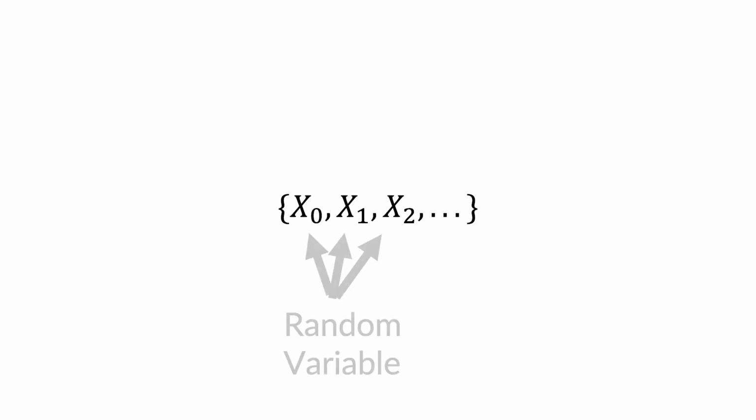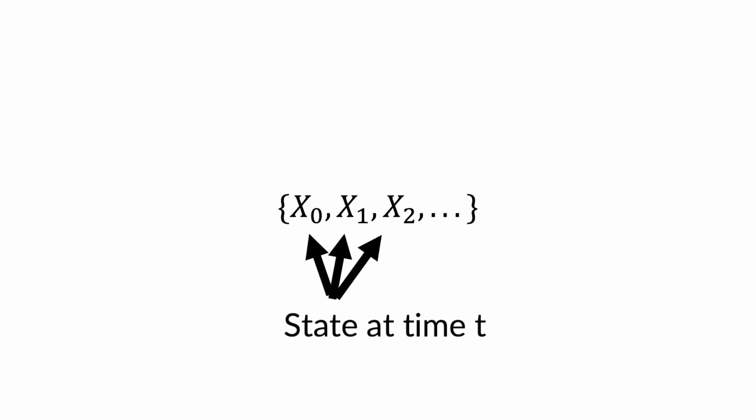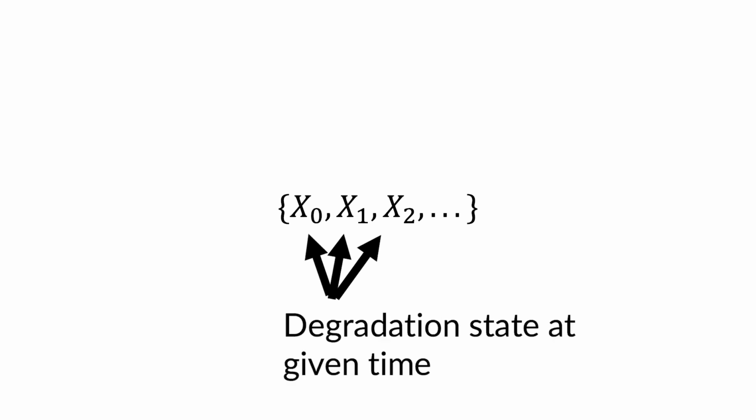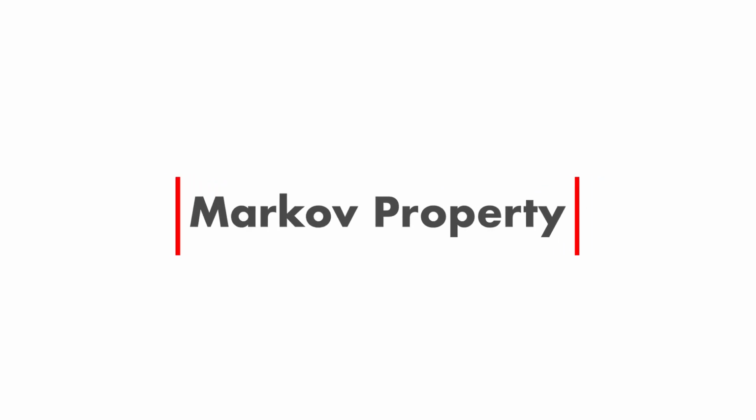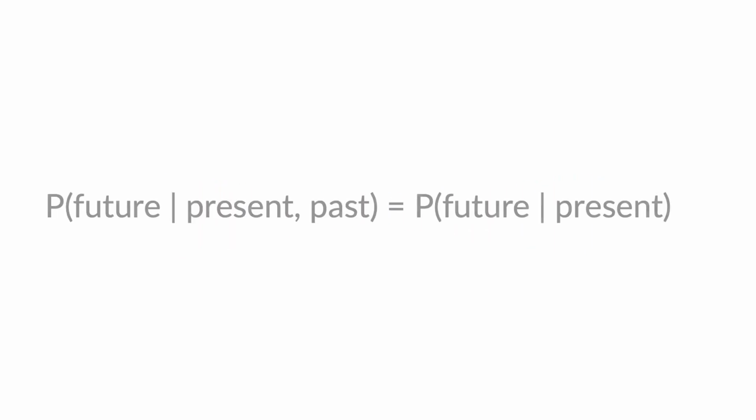Markov models are nothing more than stochastic processes, which are tuples or collections of random variables. In our case, we consider that each random variable is a state. So the state in our case is where the system is at a given time. And all Markov models are governed by a crucial property that we call the Markov property. And it says that the future depends only on the current moment and not the past.